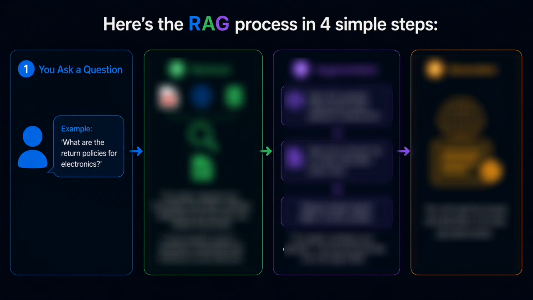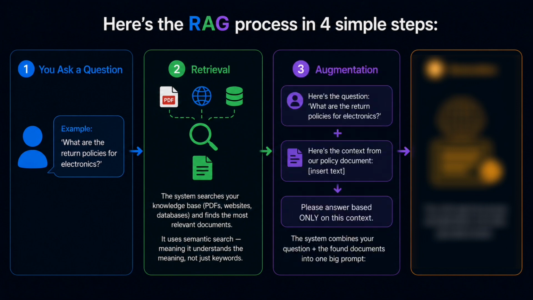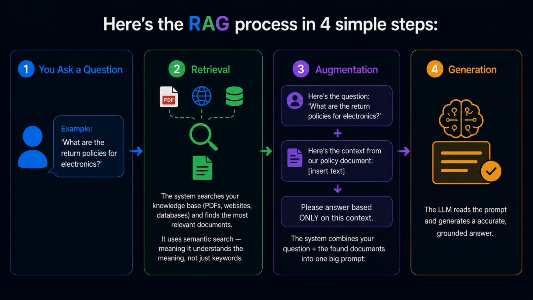Step 1. You ask a question. For example, what are the written policies for electronics? Step 2. Retrieval. The system searches your knowledge base like PDFs, websites, databases and finds the most relevant documents. It uses semantic search, meaning it understands the meaning, not just keywords. Step 3. Augmentation. The system combines your question plus the found documents into one big prompt. Step 4. That prompt is sent to an LLM, and the LLM will generate your accurate answer.